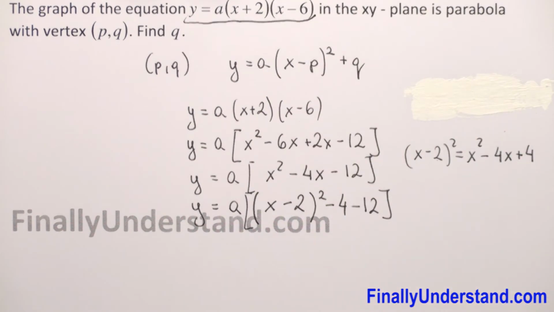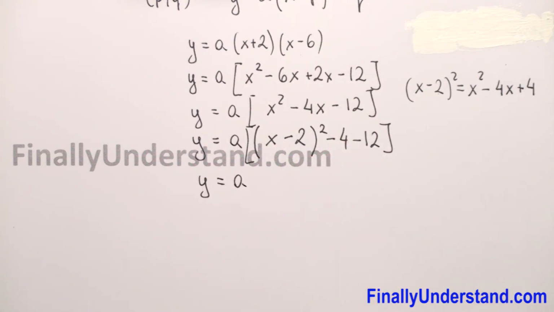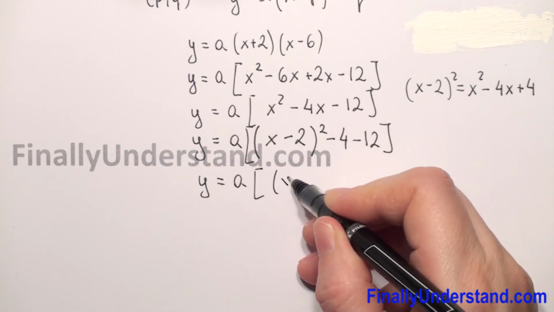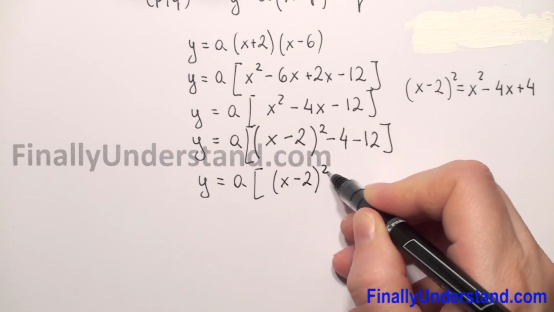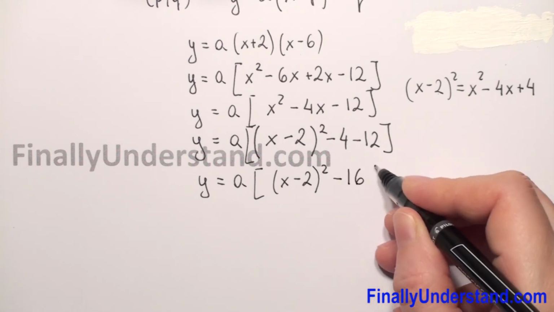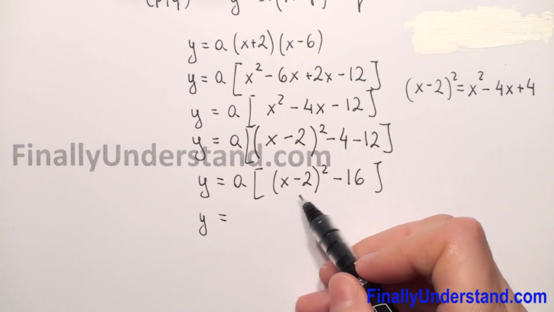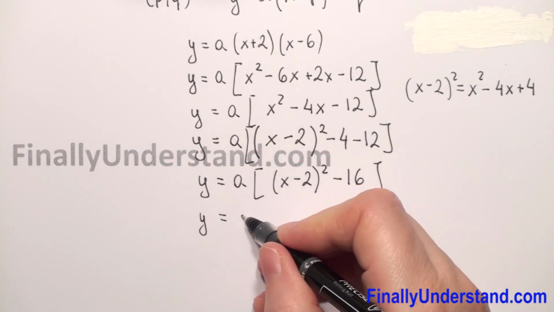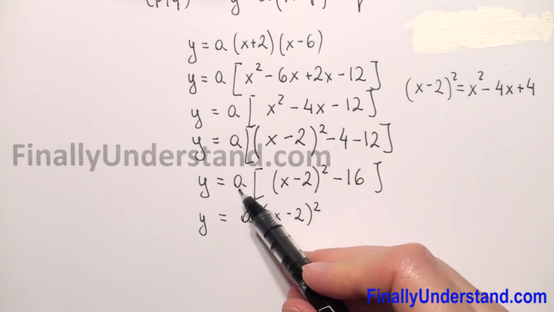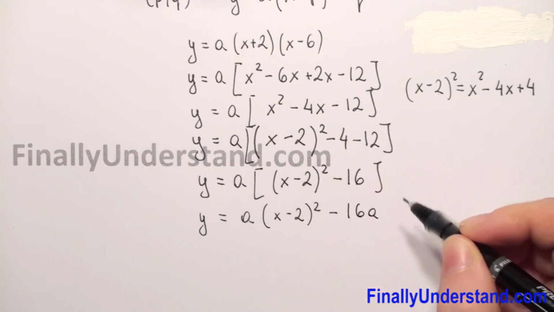Close the brackets. So now we have y is equal to a, and what we will have in brackets: (x minus 2) to the second power, negative 4, negative 12 is negative 16. So we have y is equal to a times the first expression, so we have a times (x minus 2) to the second power, and we have a times negative 16, so this is negative 16a.